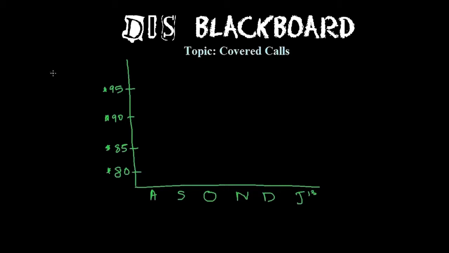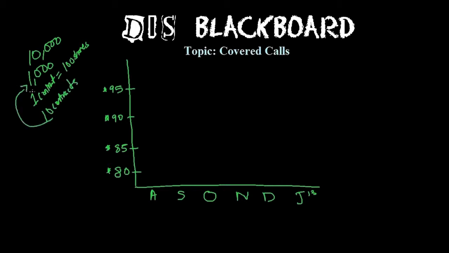All right, so let's have a little bit of fun here and talk about some covered calls. Let's just say, hypothetically, somebody has approximately 10,000 shares of company stock. So you've got 10,000 shares, and we're considering offering some shares for sale. And in options world, one contract equals 100 shares. So if we're considering selling 1,000 shares, that's really 10 contracts, right? 10 contracts for 1,000 shares.